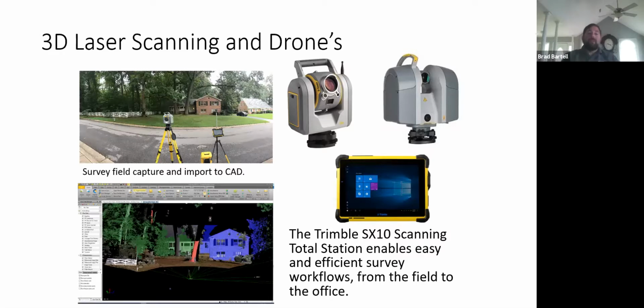So with the laser scanning and the drones, we're able to capture a lot more field data. It's 1 million points a second with some of these. The drone is probably about 50,000 points a second, and the other one's capturing a 4K video at 60 frames a second.